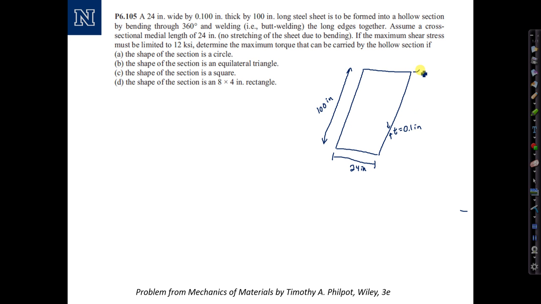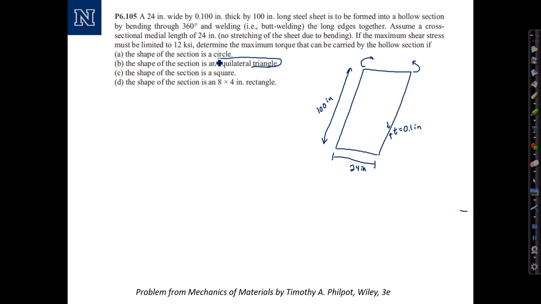And basically what we're going to do is wrap this around like this and weld the two seams on the edges together to give a tube section. Assuming a cross-sectional medial length of 24 inches, if the maximum shear stress must be limited to 12 ksi, determine the maximum torque that can be carried by the hollow section if various shapes are indicated. The solution procedure would be similar for all of them.